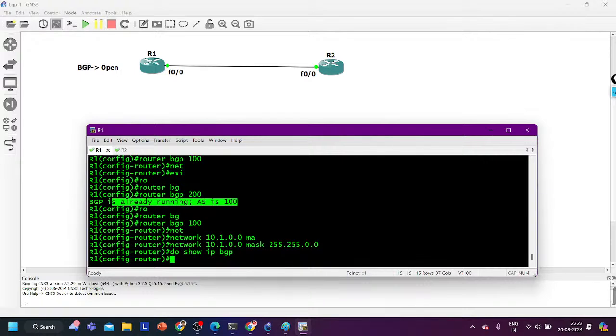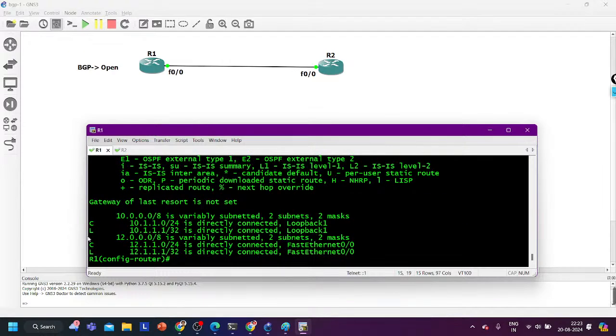See, there is nothing in the BGP table. Reason? Do show ip route. Yes, the 10 network is available in the routing table, right? But the subnet mask is different. You can advertise networks like this in OSPF and EIGRP, but not in BGP.